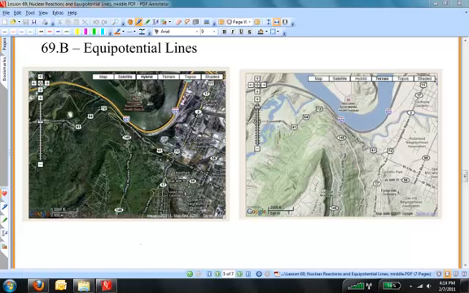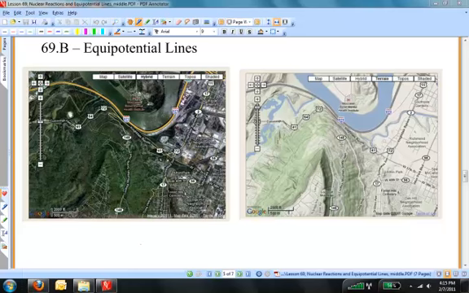The next section of Lesson 69 deals with the completely unrelated topic of equipotential lines. Let's begin with something more familiar first, namely topographical maps, sometimes called contour maps. In these side-by-side presentations of Lookout Mountain, Tennessee, you see a satellite image and a topographic map.